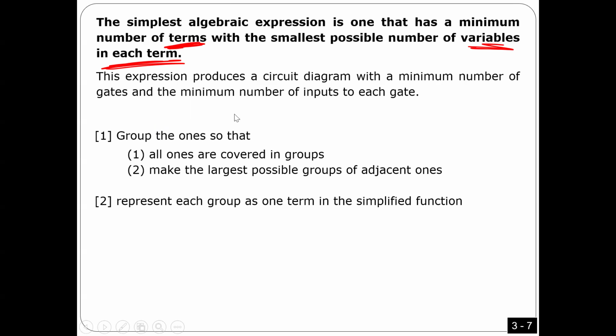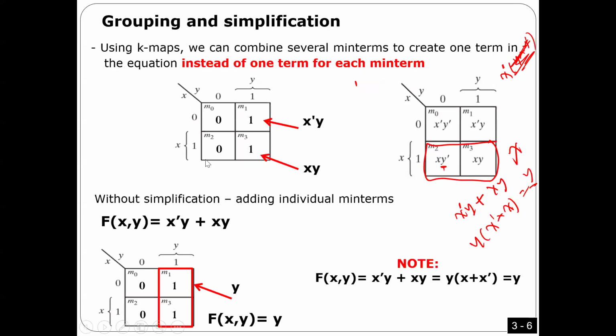To do that, number 1, you need to cover all ones. If you forget even one, you are not going to get a correct function. For example, if I have 3 ones this way, and I take this one here this way, and I don't cover this one in any group, the function will be false. You need to cover all ones. If you cover all of them, you will get a correct function. That's for sure. But you need to ask yourself: is the correct function the most simplified or not?